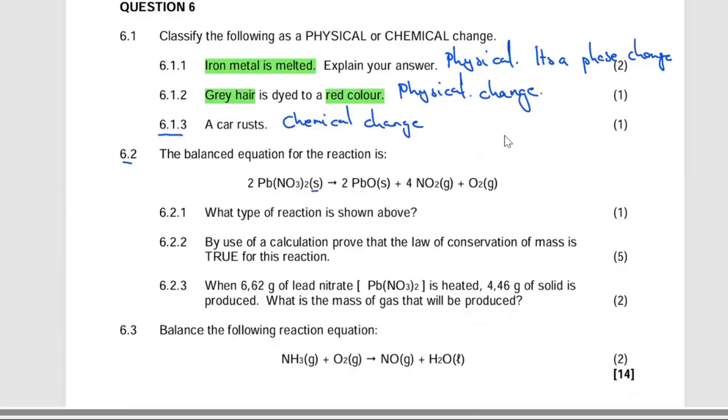Then 6.2 is there: the balanced equation for the reaction of 2PbNO3 solid to give us 2PbO, then 4NO2 and O2 gas, right? Then what type of reaction is shown above? In terms of 6.2.1, you can see there was a breakdown of this reactant to formulate more products, right? If it's something like that, automatically know the type of reaction is referred to as a decomposition reaction, because there was a breakdown of the original reactant to formulate more of our products.